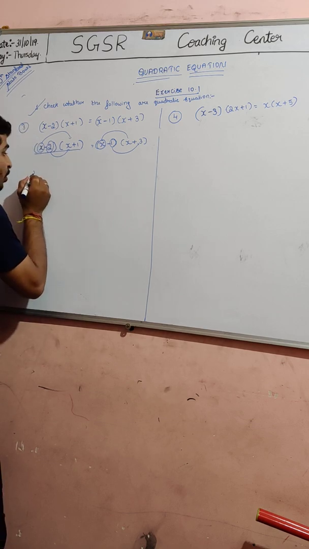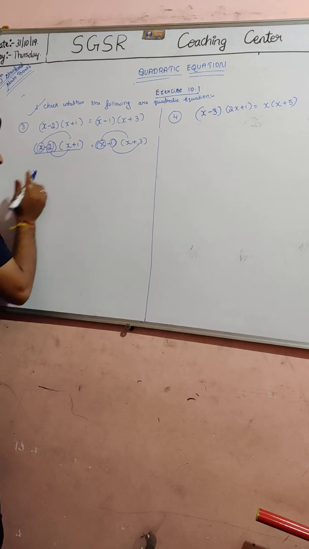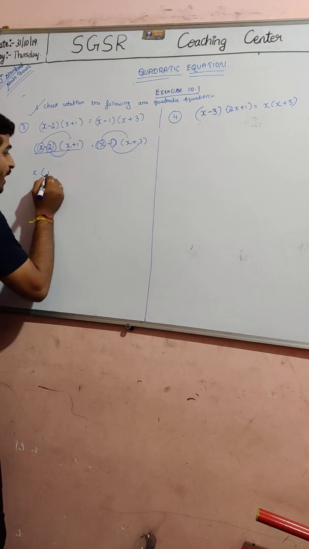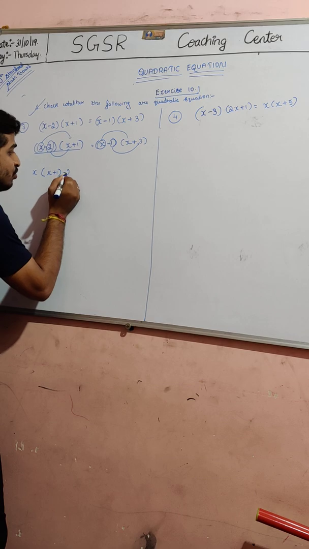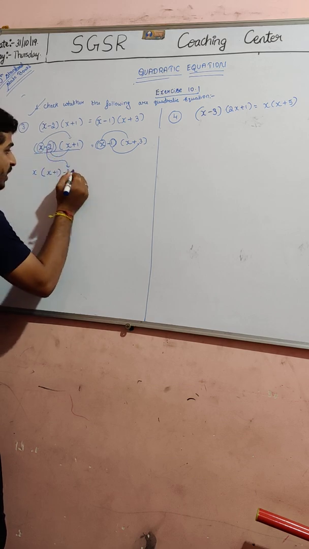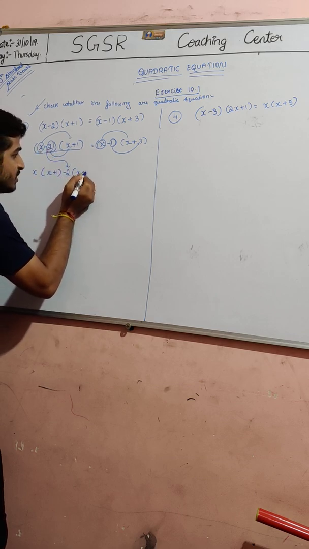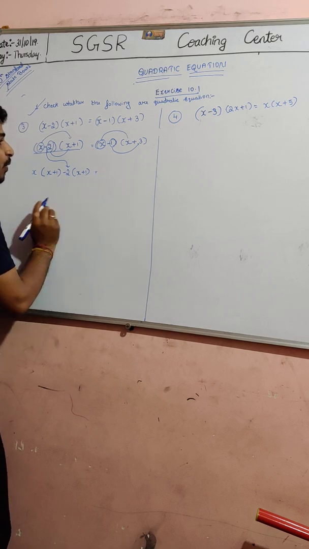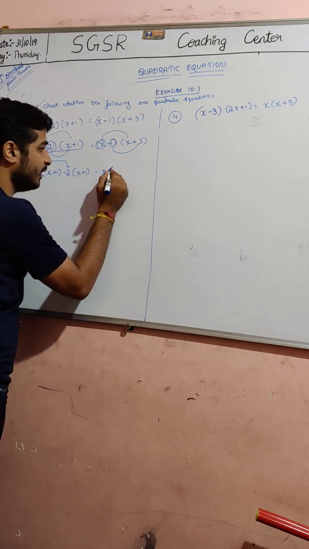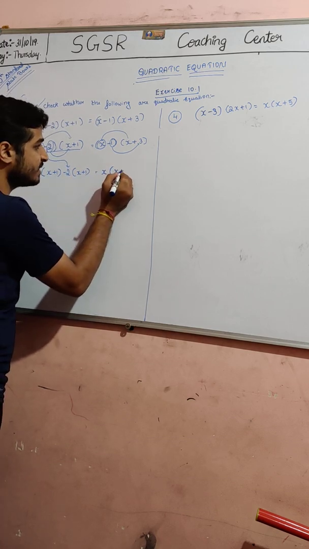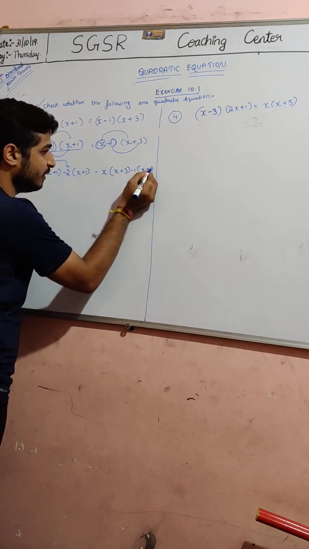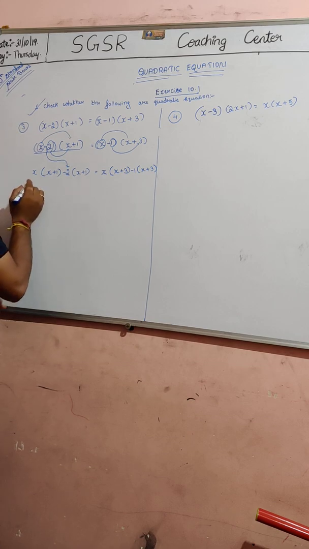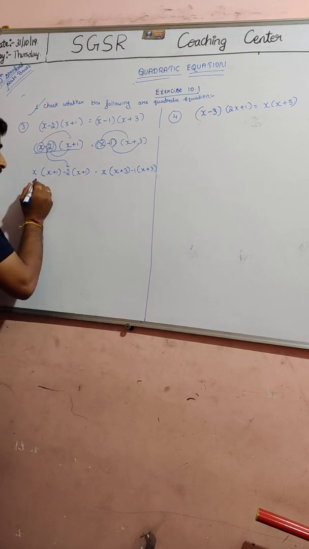Now, x can be written outside, into (x + 1). So here -2 can be written here into (x + 1). That will be equal to x into (x + 3). So -1 into (x + 3). Now in the same way you should multiply each and every term.